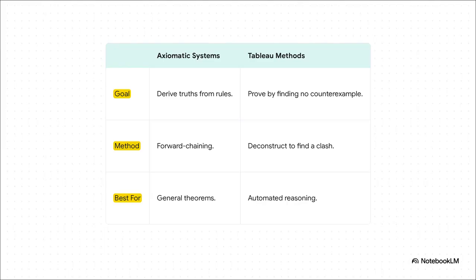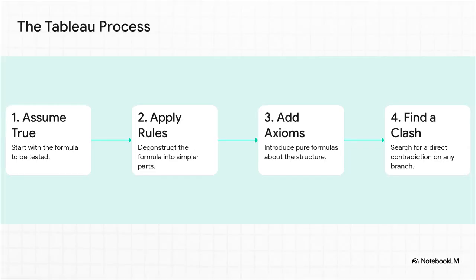Yeah, so this table really breaks it down. Axiomatic systems are all about building up from a foundation of basic truths. Tableaus work backwards. They're like detectives trying to find a flaw in a story. They serve different purposes, but tableaus are especially great for automated reasoning, for getting computers to do the work. And the process is super methodical, which is why computers love it.